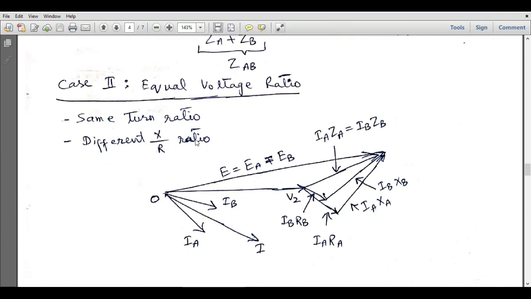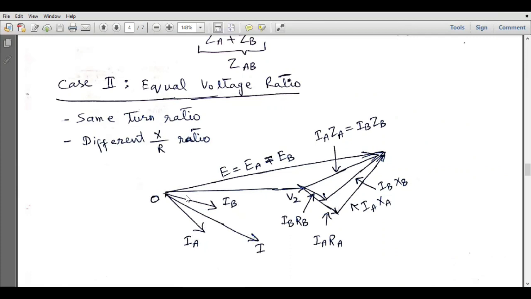Since the X over R ratio is different, IB will be lagging behind V2 at some angle, and IA will be lagging behind the secondary voltage by a different angle. So the phases of IA and IB will be different, and their vector sum will be equal to I, where I is equal to IA plus IB. It will lie somewhere in between them, and its magnitude will also be greater than the magnitude of these two vectors.